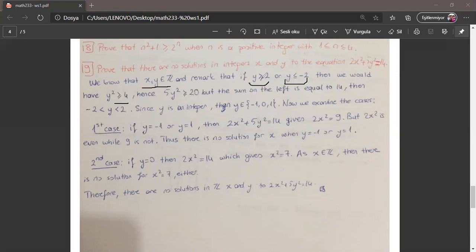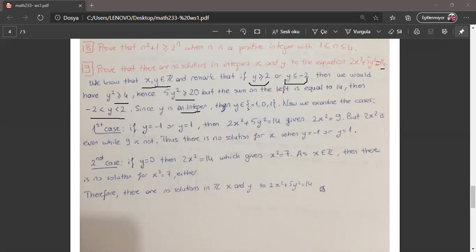So it means y is in between -2 and 2. Because if it's greater than this value or less than this value, we obtain this, which contradicts the right side of the equality. So y should be in this interval. As it's an integer, it may be -1, 0, or 1. Okay, there are 3 values that y can take.